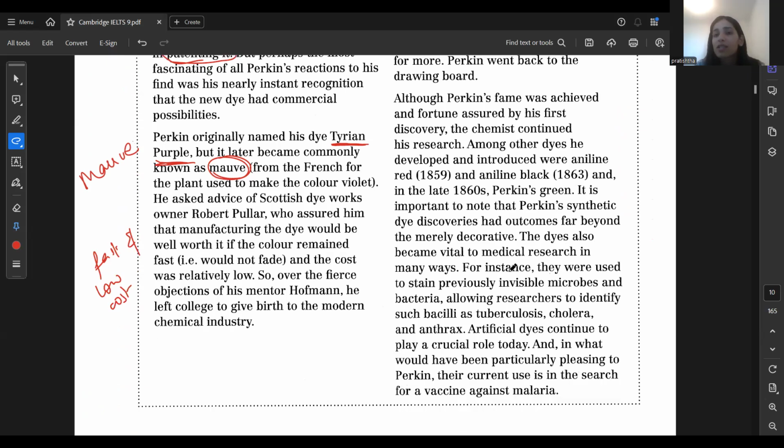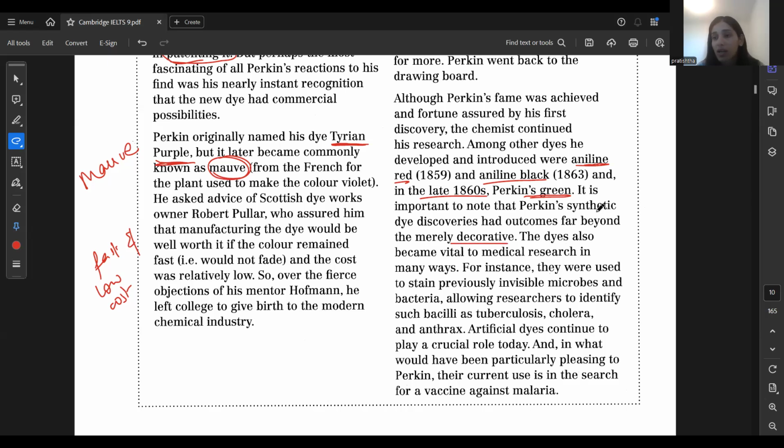Although Perkin's fame was achieved and fortune assured by his first discovery, the chemist continued his research. Among other dyes developed and introduced were aniline red, aniline black, and in the late 1860s, Perkin's green. It is important to note that Perkin's synthetic dye discoveries had outcomes far beyond the merely decorative.